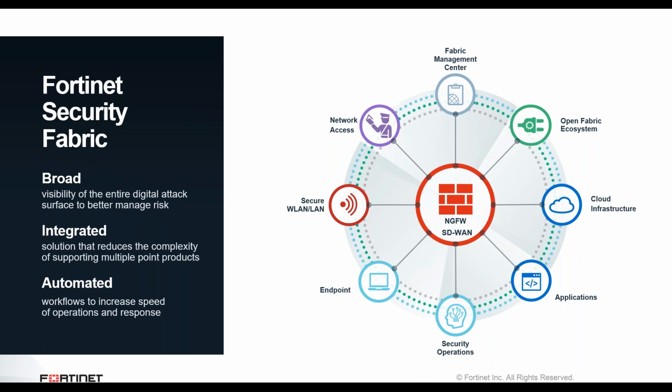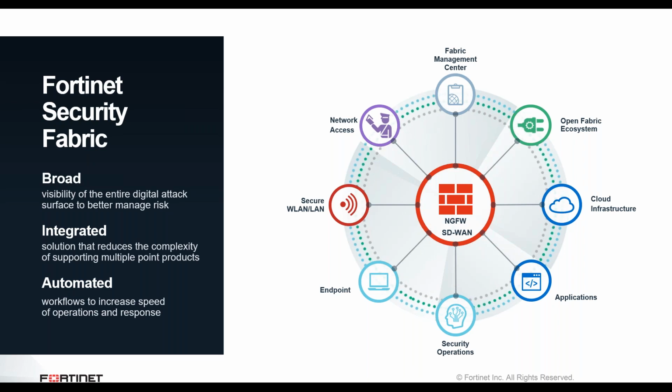Secondly, it's an integrated solution, meaning these are not simply point products that operate in silos, but rather they share information. So if one part of the fabric sees something, it can share it with another part of the fabric. Finally, this platform is automated in the sense that if it sees something happen on the network in one part of the fabric, another part of the fabric can take automated action against it to contain threats in real time.